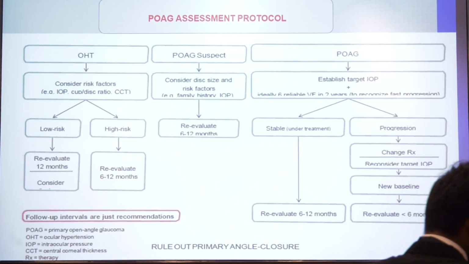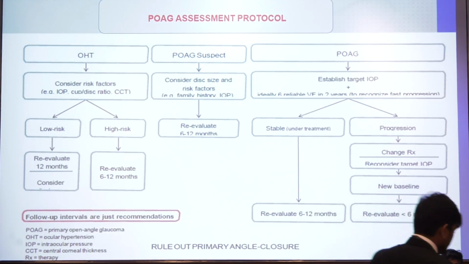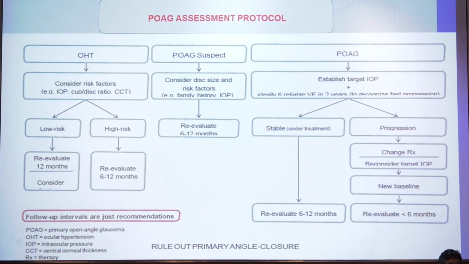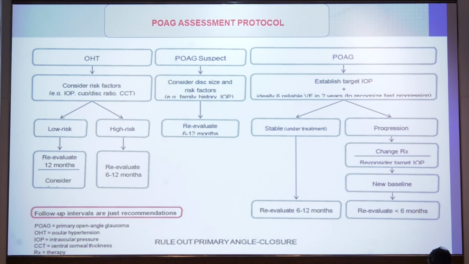So this was the protocol given by the American Academy of Ophthalmology. They have said that we have to categorize the open angle patients into ocular hypertension, primary open angle suspect, and POAG. And we know that OHT suspects can be low risk or high risk. Low risk if they have no family history, no myopia or other risk factors, and they can be reevaluated every 12 months. While high risk ones have a higher IOP range, like more than 25, but without any field defects or anything in the disc, and they can be reevaluated at 6 to 12 months.